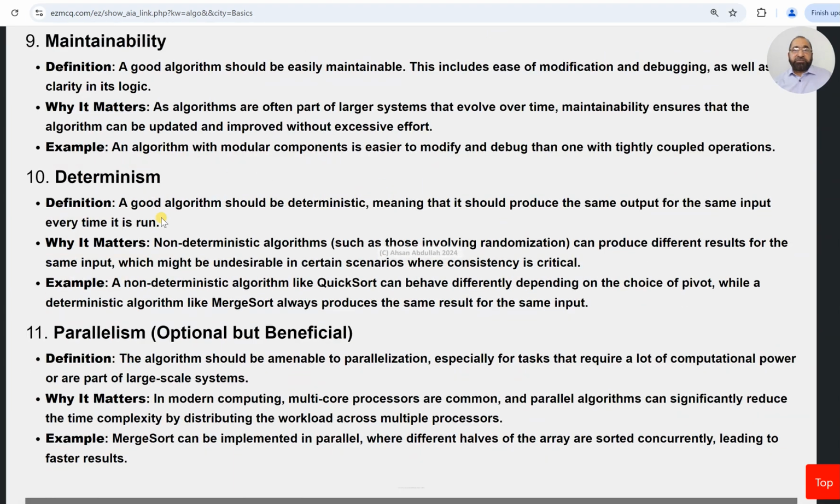Yeah, this is important. Determinism, unless the algorithm is a randomized algorithm such as quicksort, which is not stable because of that randomization, so the algorithm should be deterministic. So if I have multiple runs of that algorithm, I should get the same answer, I should get the same result. So that is determinism, it should produce the same output for the same input. Because for certain scenarios that consistency is critical. So bubble sort is a stable sort, which is deterministic, but quick sort is not deterministic because of the randomness of selecting the pivot.